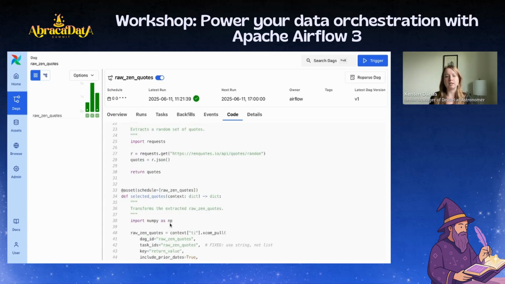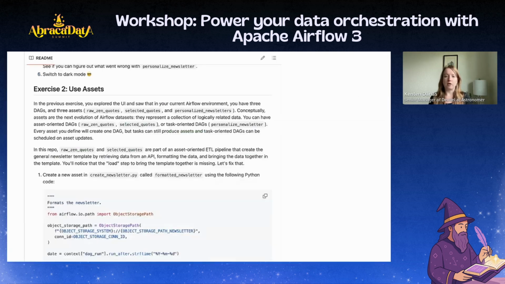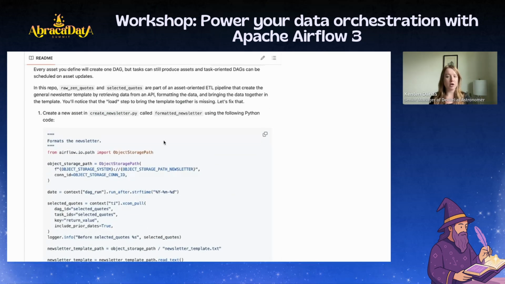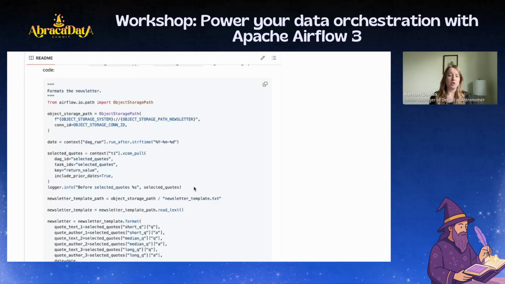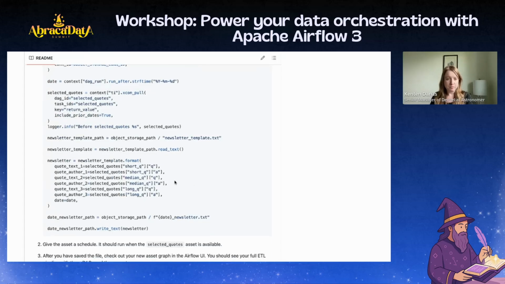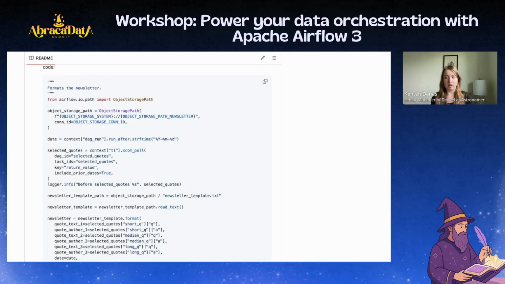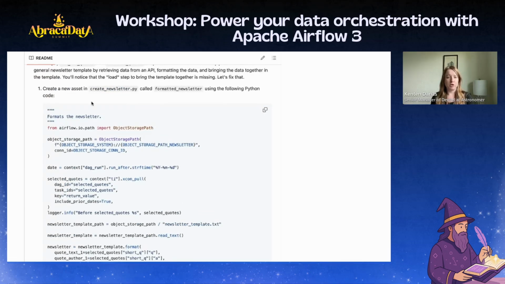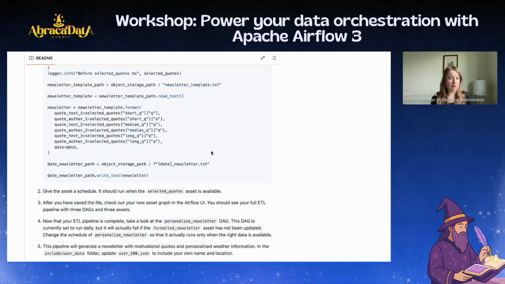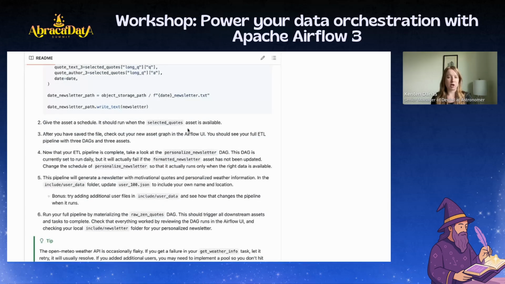So what we need to do here is add the load step, or the final step, in our ETL pipeline. So we're going to add another task that creates the formatted newsletter. There are instructions in the README here on the code. So this is the Python code that you should use to create the asset task. So a chance for you to play around with the asset decorator. So you'll want to create a new asset in that same file, call it formatted newsletter, use this Python code, and then give it a schedule.